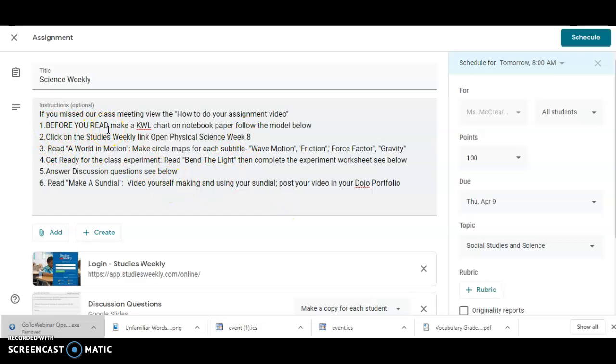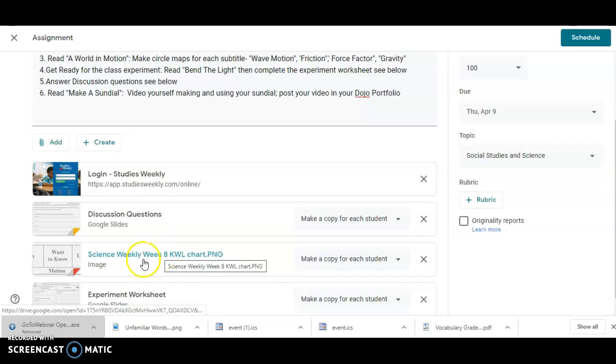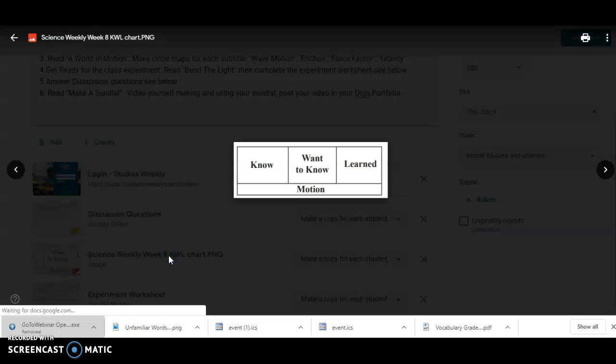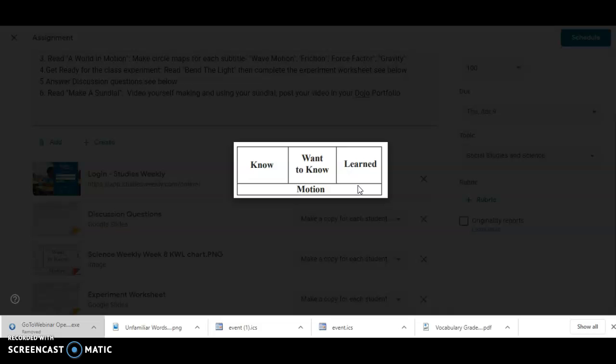Before you read, make a KWL chart. If you scroll down, you'll see KWL. Click on it. And we've done this in class before. You'll take notebook paper and fold it 3 ways like I taught you. At the bottom, you'll write the word motion because that's the topic that we are studying in science. On the left side, before you read, you will write what you know about motion. In the middle, what you want to know, you will put it to the side. Then after you've read, you'll write what you've learned. You will take a picture of it and you will upload it to your Dojo portfolio.